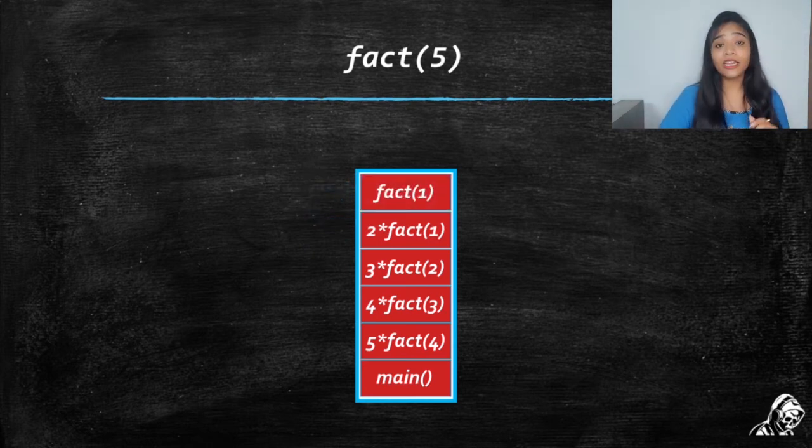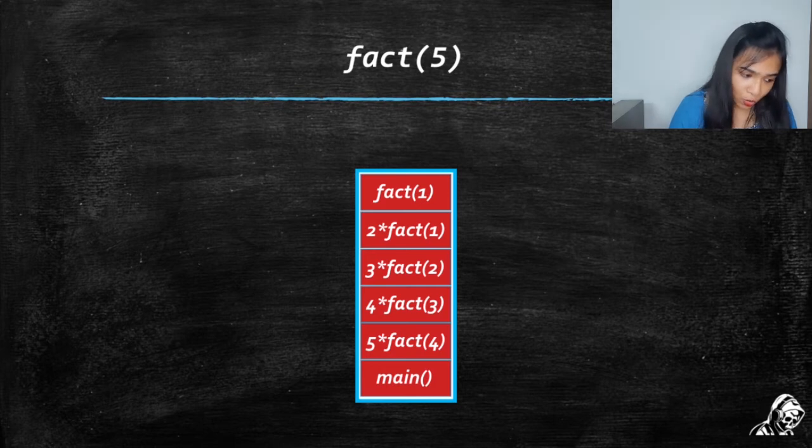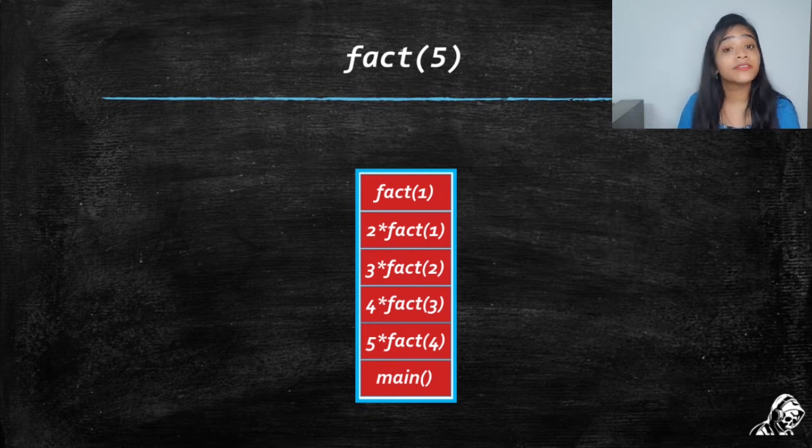Now, remember our initial definition of factorial. Factorial can be calculated only for positive numbers. So now we have reached 1. Right? So after that we have 0 and then we have negative numbers. So that won't be counted.